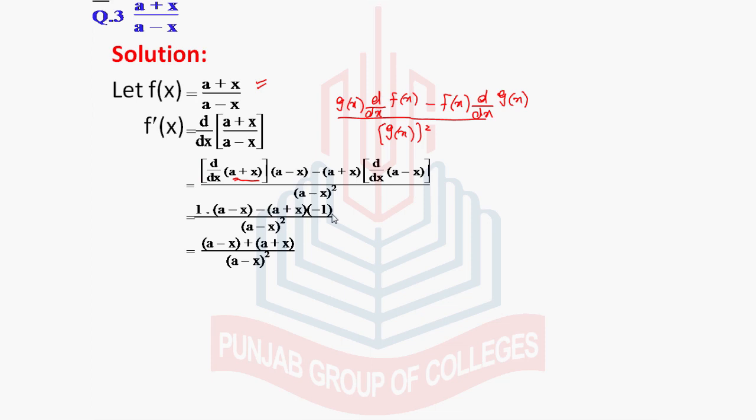So after simplification, this (a − x) whole squared will be as it is. (a − x) multiplied by 1 will be a − x. This minus and this minus will become plus, a + x. So a − x + a + x, the −x and +x will be cancelled out. So the final answer will be 2a over (a − x) whole squared, which is the derivative of the given function.